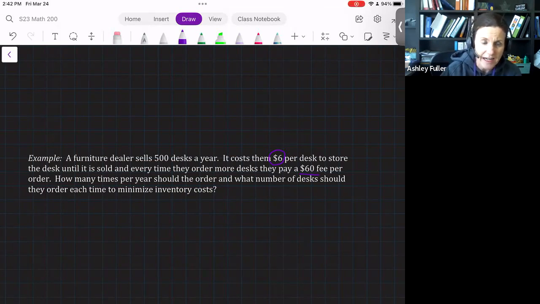So we want to figure out how many times per year they should order, and what number of desks they should order each time, to minimize inventory costs. The key word here is minimize.